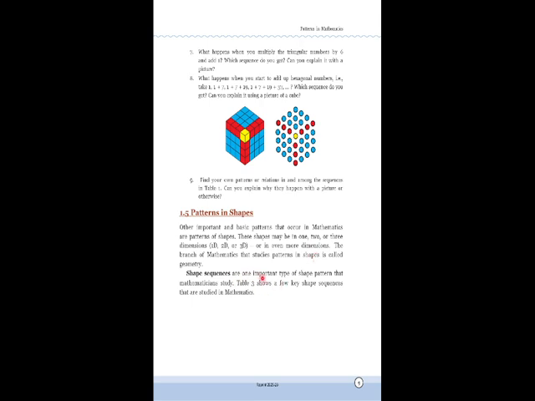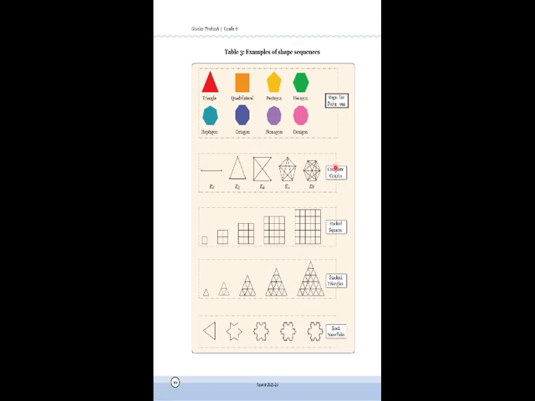Now, shape sequences are quite important for studying mathematics. Here are some shape sequences. Here we have some regular polygons. First, we start with three sides, a triangle. Now you might ask, why not one or two sides? Well, actually, you can find that out yourself. Go try it.